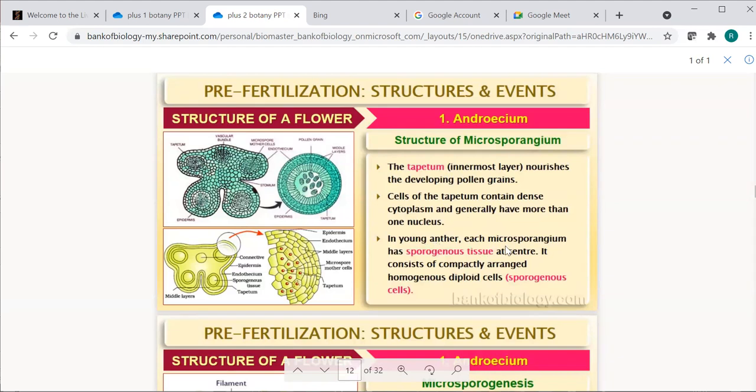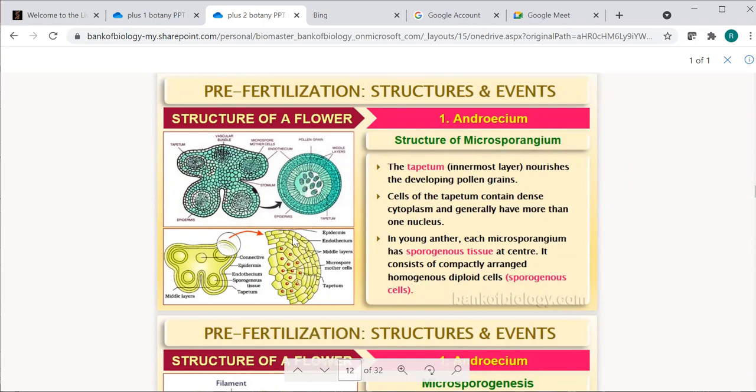In young anther, each microsporangium has sporogenous tissue. At the center, it consists of compactly arranged homogeneous diploid cells, sporogenous cells. This is the जो है एकदम अंदर वाला circle, बड़ा वाला circle, that is called as sporogenous tissue. At the center. And it has what cell? Diploid cells, homogeneous diploid cells.